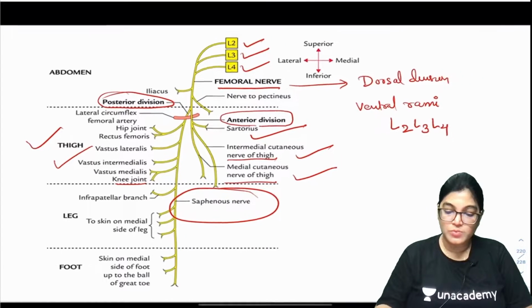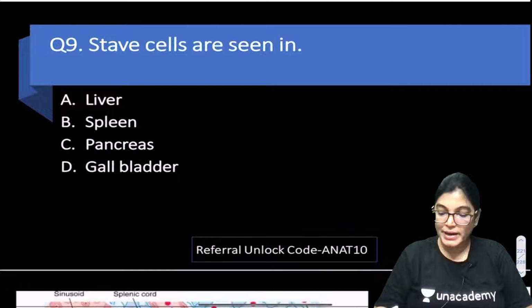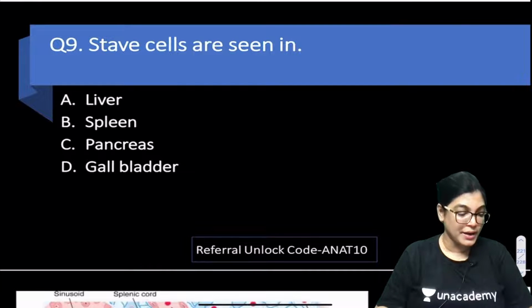Okay, so let's move on to the next MCQ, that is MCQ number 9. Are you ready for the next MCQ, MCQ number 9, everyone?